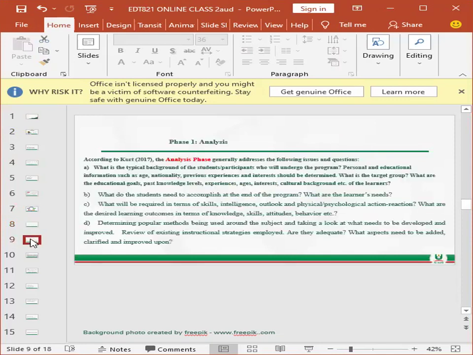Thank you. Phase one, which is analysis. So the analysis phase generally addresses issues and questions. Issues like, what is the typical background of the students or participants who will undergo the program? Personal and educational information, such as age. At the analysis stage, you need to know the age of the participants, the nationality, previous experiences, and interests will also be determined at this stage.